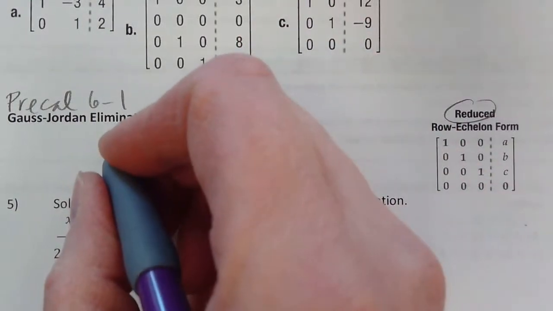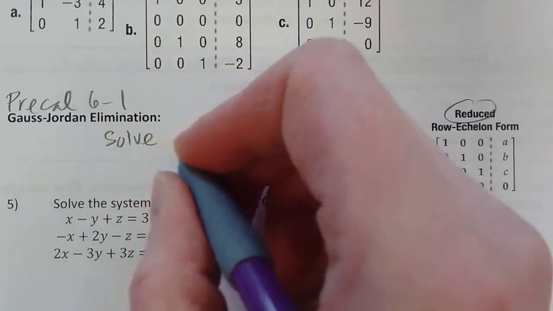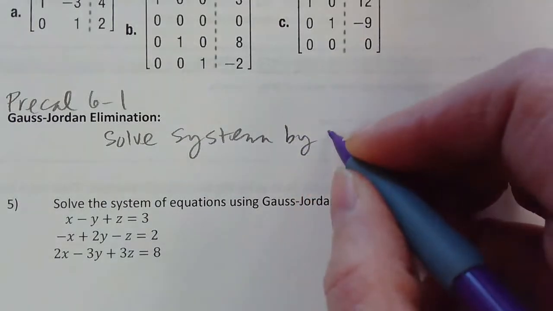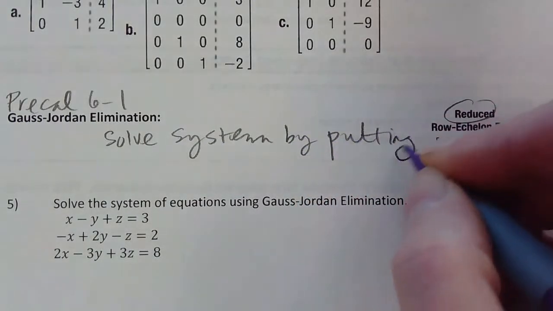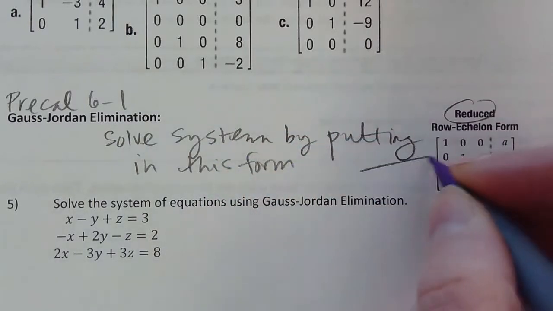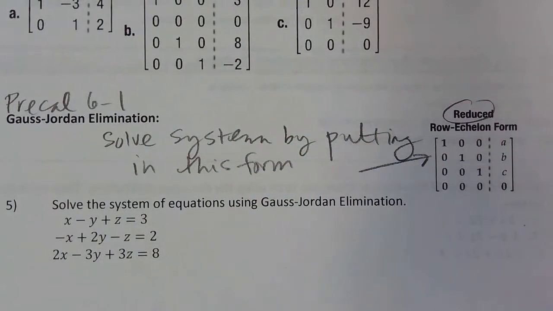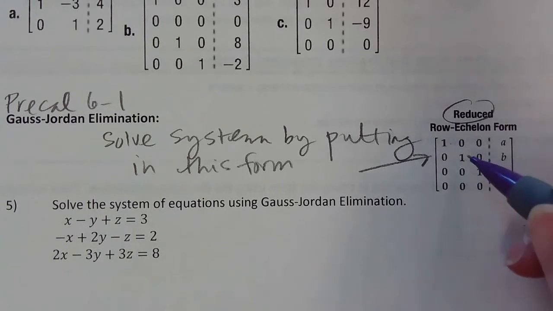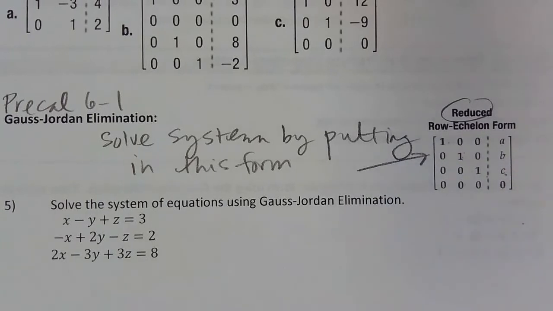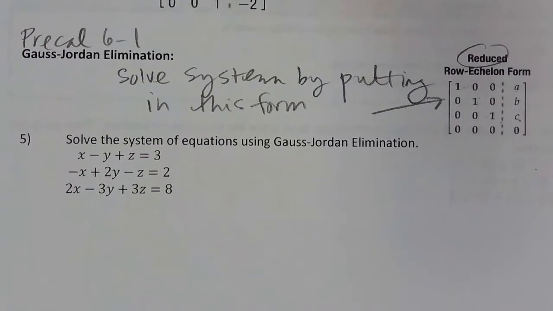So we are basically solving the system by putting it in this form. So that's what we need to do. And the advantage of this is once I get those ones and zeros like this, right away I can tell that in this case my z would equal c, my y would equal b, and my x would equal a. So we don't have to do back substitution.